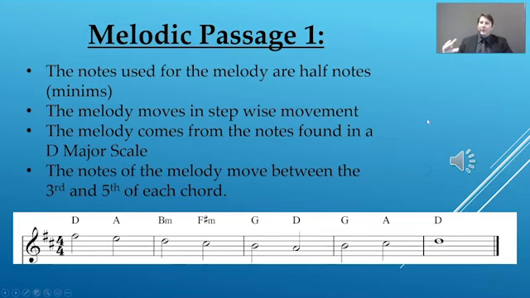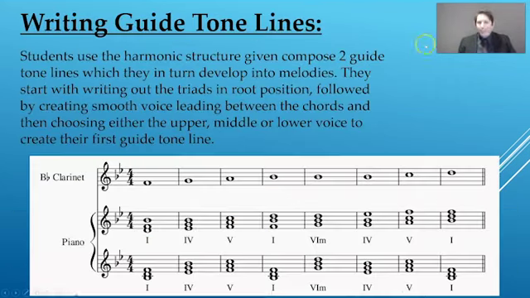Start with the 3rd, 5th of the A, 3rd of the B minor, 5th of the F sharp, 3rd of the G, 5th of the D chord, 3rd of the G chord, 3rd of the A chord, and then resolving to the tonic there. So this is just a great way to help break it up and learn what kind of scale knowledge and chord knowledge all the kids have.